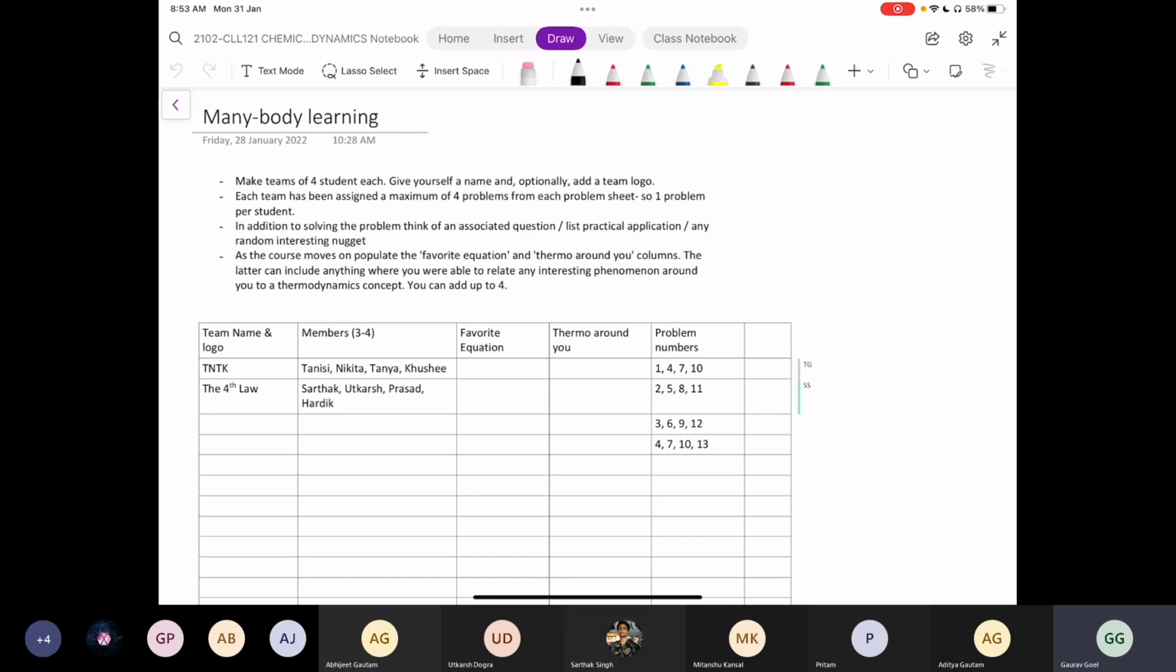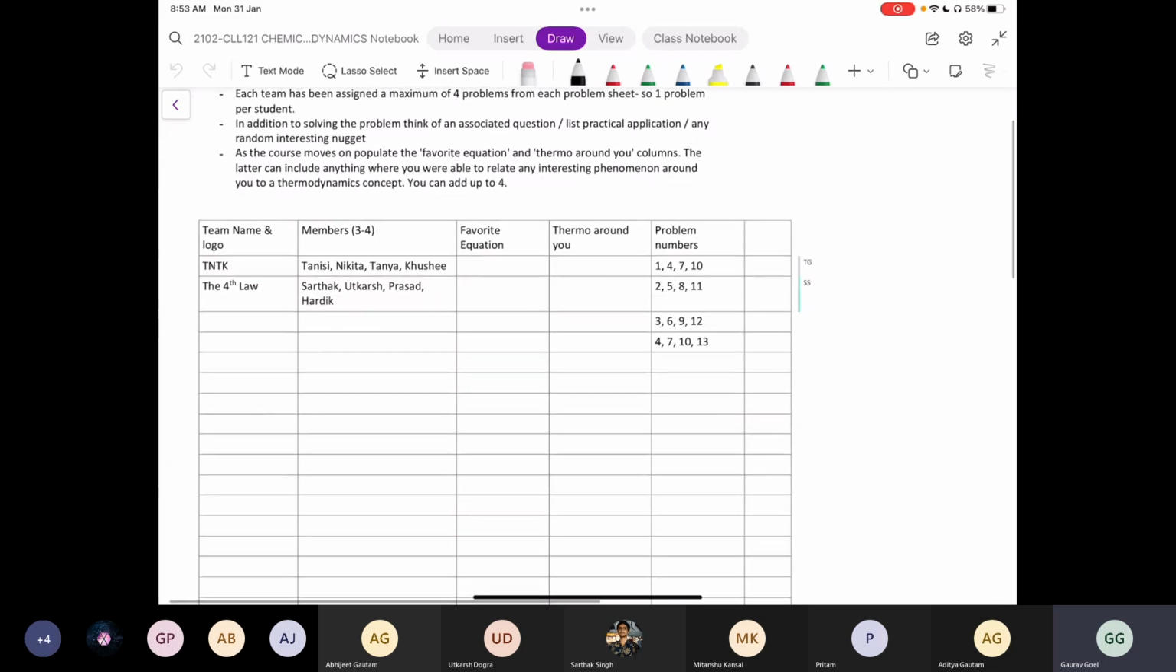So by forming these teams, let us just take the example of the first team. The current problem sheet is problem sheet 3 for tomorrow. So Tanisi becomes responsible for solving problem 1, Nikita for problem 4, Tanya for problem 7, and Khushi for problem 10. And this way there will be, of course, multiple people. I've written only 4 such, but each new team will again, in the fifth column, have 1, 4, 7, 10, sixth column 2, 5, 8, 11. That means multiple people have solved problem 1, multiple people have solved problem 4, and so on and so forth.